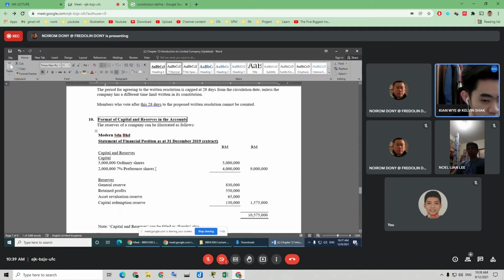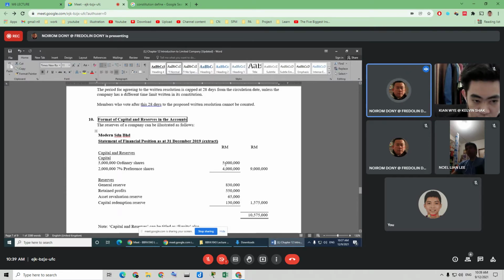Is it stated anywhere that the ordinary share is like 1 ringgit and then the preference share is 2 ringgit? Last time, yes, but now it's already been abolished, so they don't state the nominal value. If there's a question, will they state it for us, or do we have to figure it out? No, we have to figure it out.